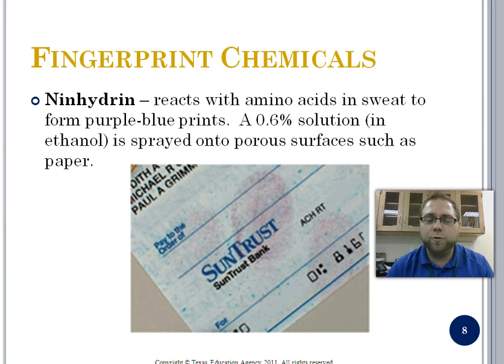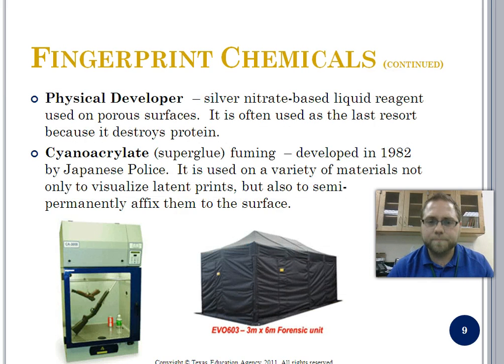A couple of different ways to chemically process fingerprints if you can't see a fingerprint. One is ninhydrin. This reacts with the amino acids in the sweat, and it causes a purplish bluish print to pop up. So you spray this solution on it, and we have an example here on our sheet where it was sprayed onto a porous surface with ninhydrin, and it developed into a different color.